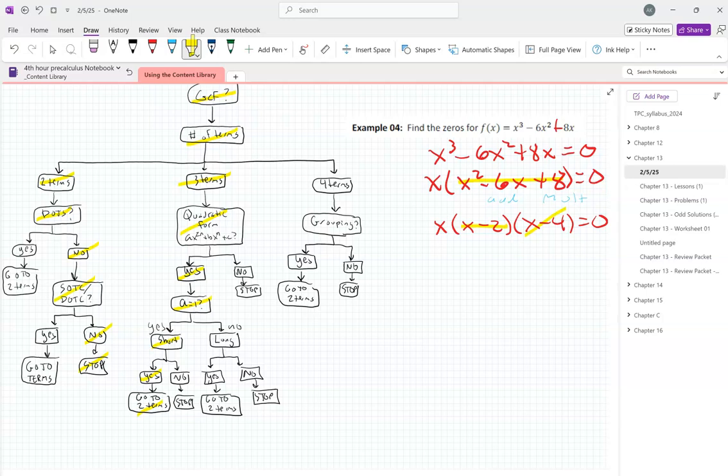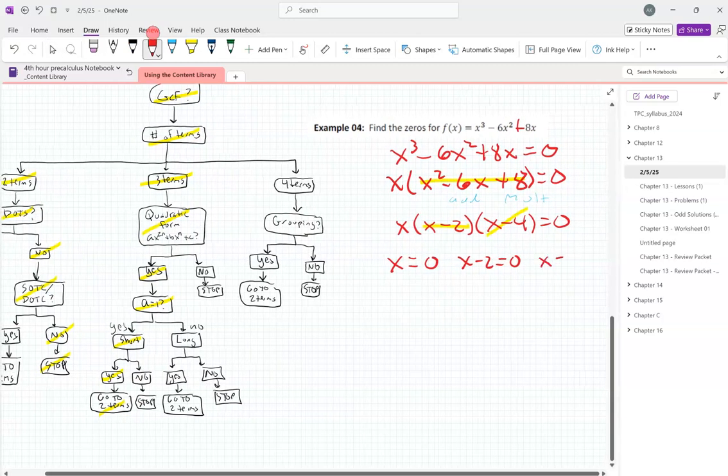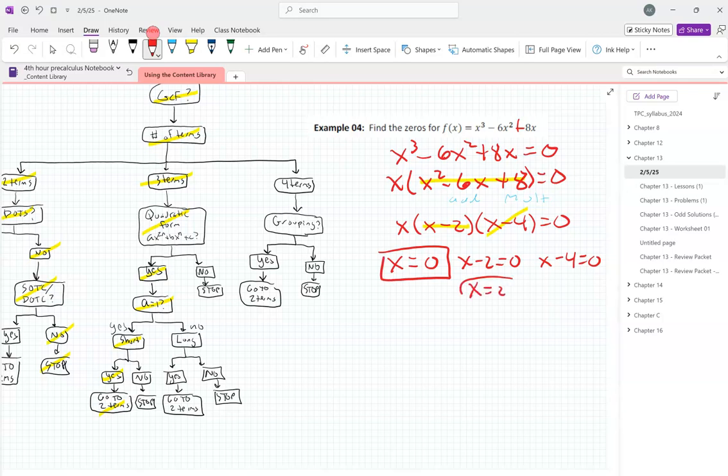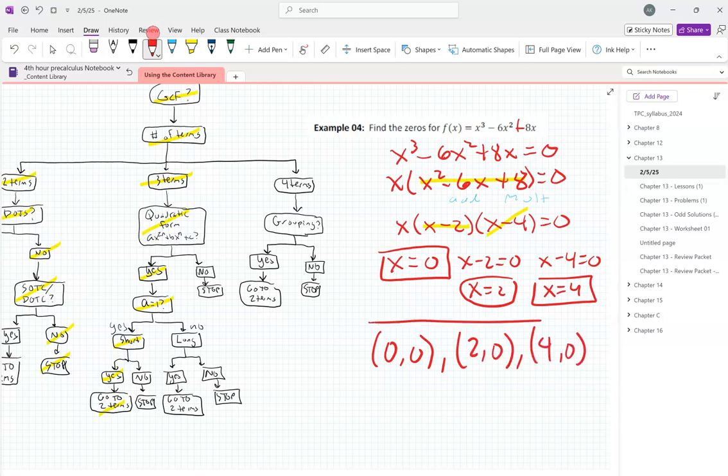We do the same thing with x minus 4. We're going to get the same result, right? So we're done factoring this thing. So now I can apply the zero product property and set each of these factors equal to 0 and solve. Well, x equals 0, that's done. I add 2 to both sides and add 4 to both sides. So I end up with the 3 zeros as follows. Does that feel okay there? Okay.